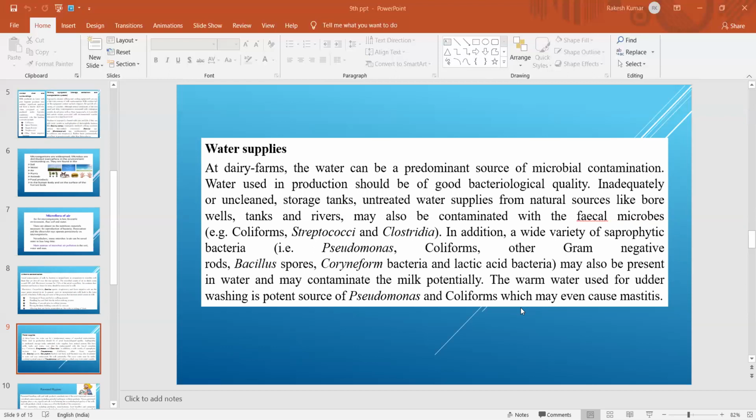In addition, a wide variety of saprophytic bacteria, that is Pseudomonas, coliform, other gram-negative rods, bacillus spores, coryneform bacteria, and lactic acid bacteria may also be present in water. And it may contaminate the milk potentially.